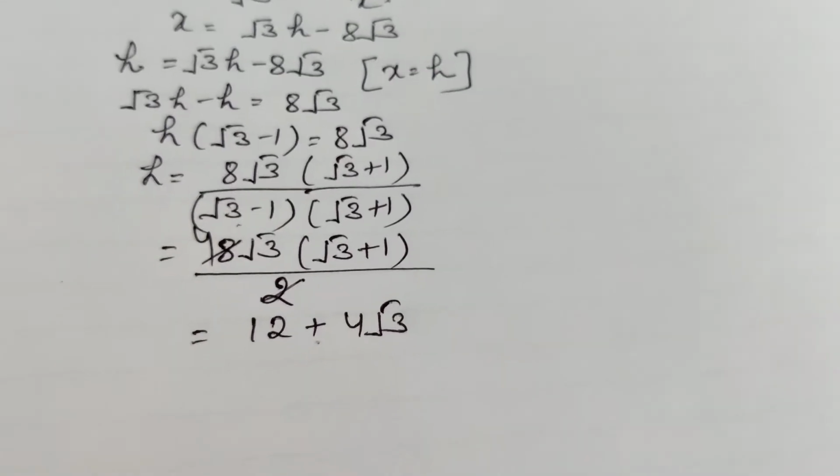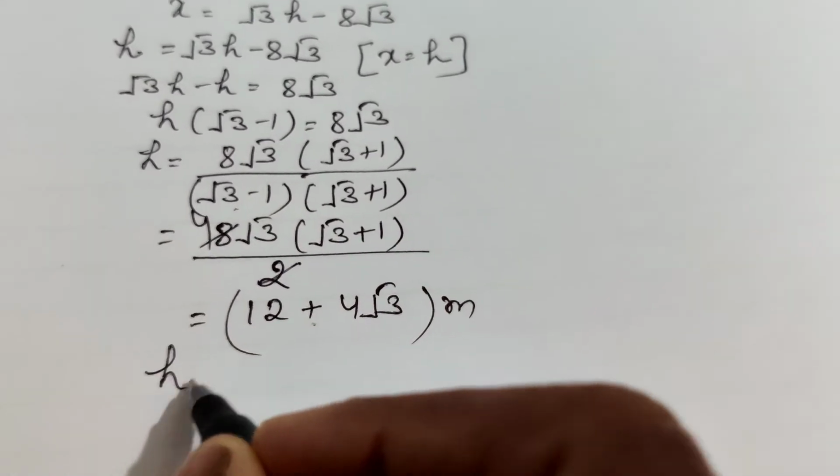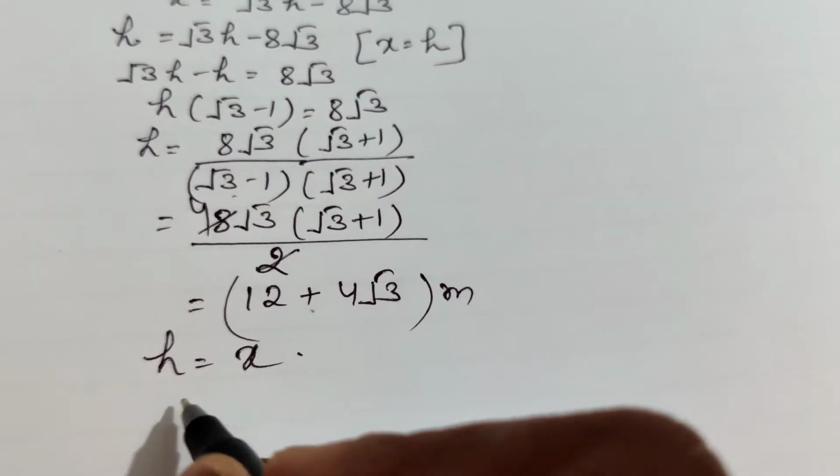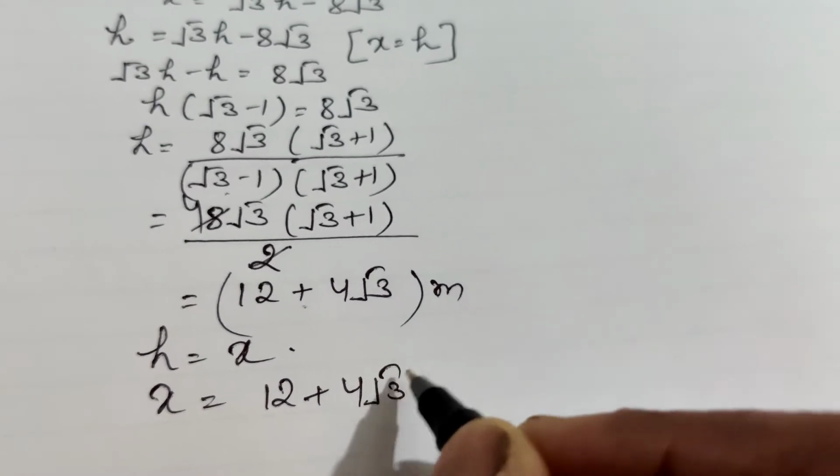This is the height of the tower in meters. Same, height equal to distance from the base. Therefore, x equal to 12 plus 4 root 3 meter.